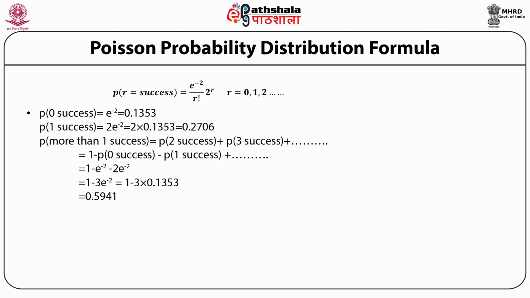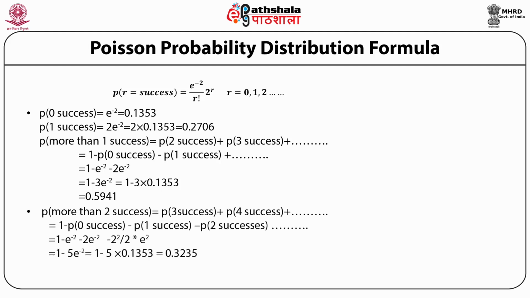Now, probability of more than 1 success. That means probability of 2 successes plus probability of 3 successes plus probability of 4 successes, and so on. Since n is 2000, up to 2000 we would have to add. So what we will do is subtract from 1. So 1 minus probability of 0 success minus probability of 1 success. This will be 1 minus e raised to power minus 2 minus 2 e raised to power minus 2. That is the answer. You can solve it.